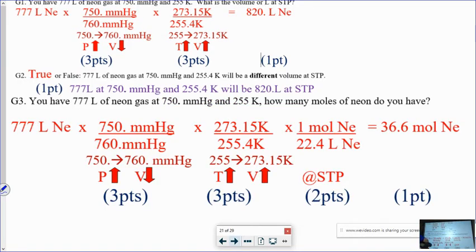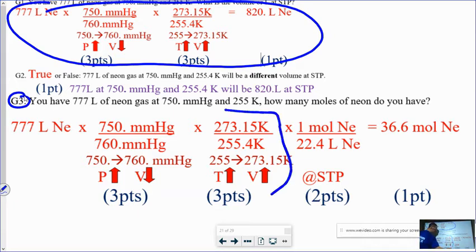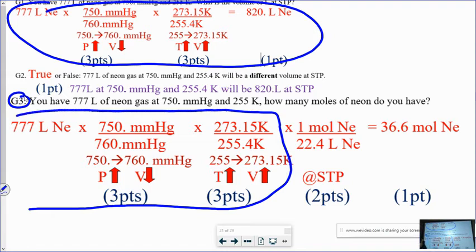All right, so the next problem, it says you have 777 liters of neon gas at 750, 255. Okay, how many moles of neon do you have? Well, this is all the work. We did this work already. We went to STP conditions. We did all that work already. So that is everything up to here, okay? That's everything that we have done already.